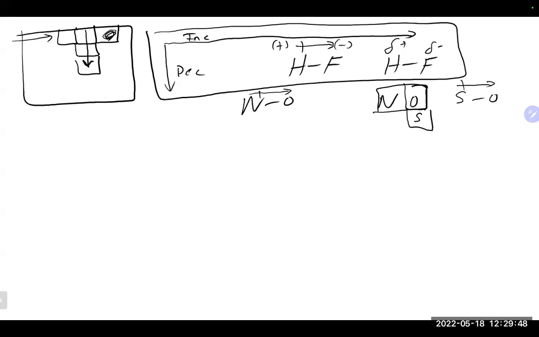So we also talked about in this chapter actual drawings. We could represent bonding through the use of Lewis dot symbols or electron dot symbols.